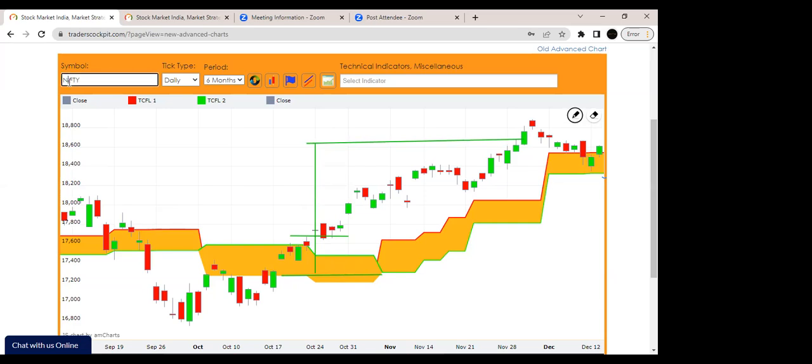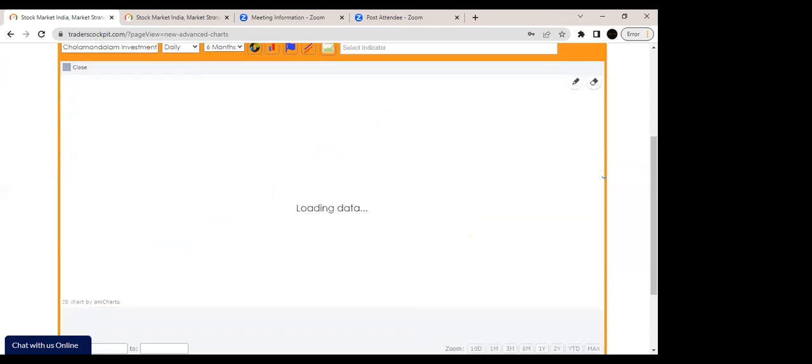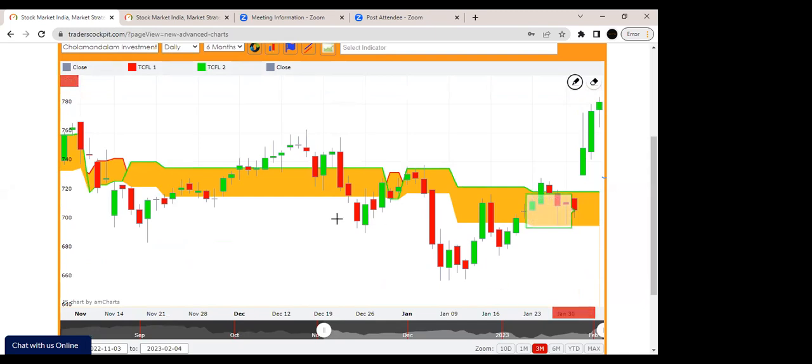Let's say I'll take a few stocks and I'll explain how the TCFL cloud has been flowing, and how we can take a trade by using this. I'll take the recent few stocks. Chola Finance, which recently gave a breakout of the TCFL cloud. Here you can see the Chola Finance stock, which is trading below the cloud for at least 7 to 10 days. That is the good correction we say.